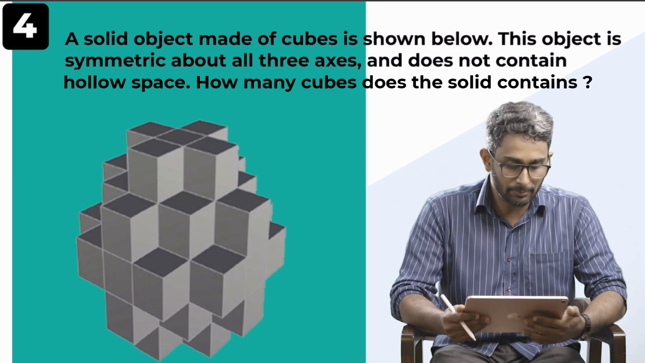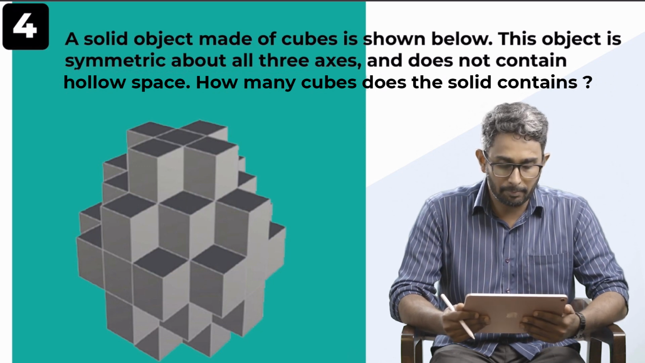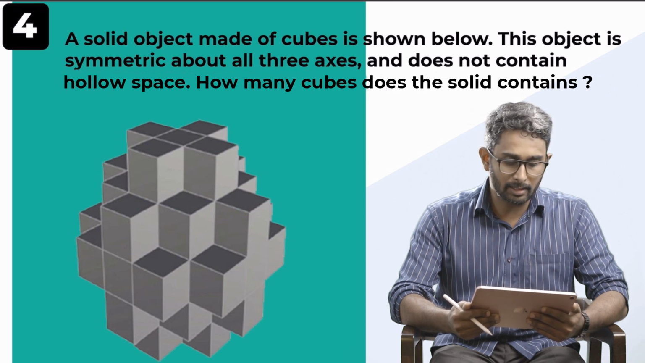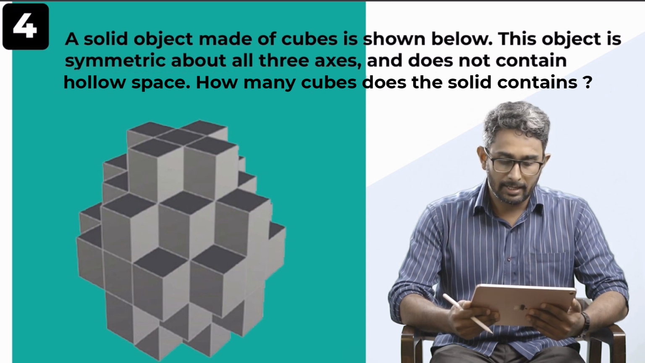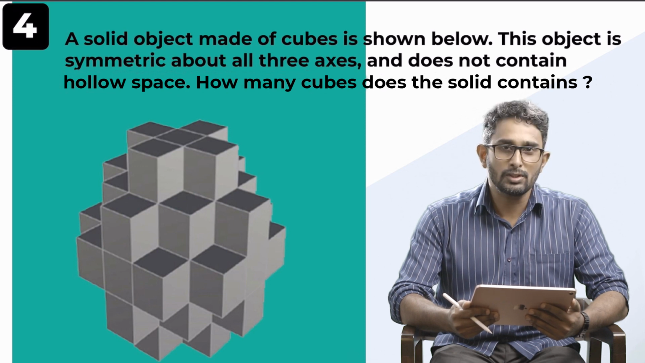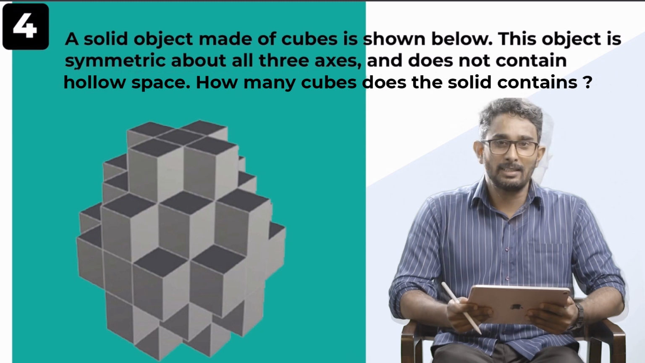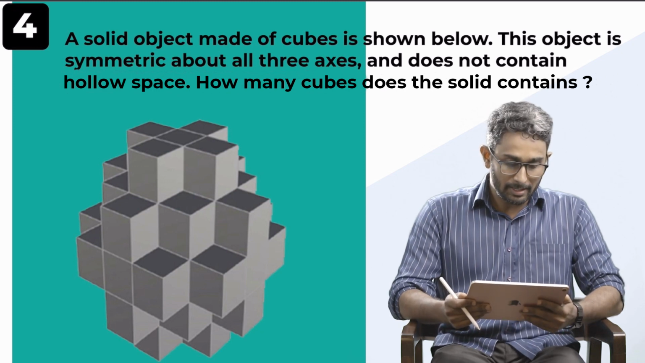Let me read the question for you. A solid object made of cubes is shown below. This object is symmetric about all three axes and does not contain hollow spaces. How many cubes does the solid contain? Let's look at the solution for this question.